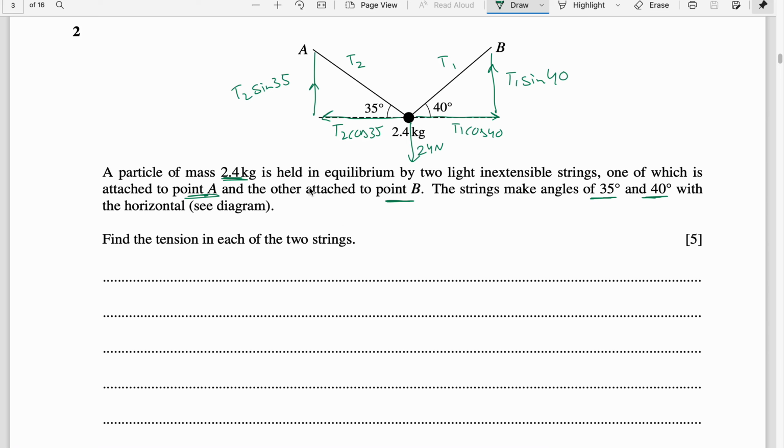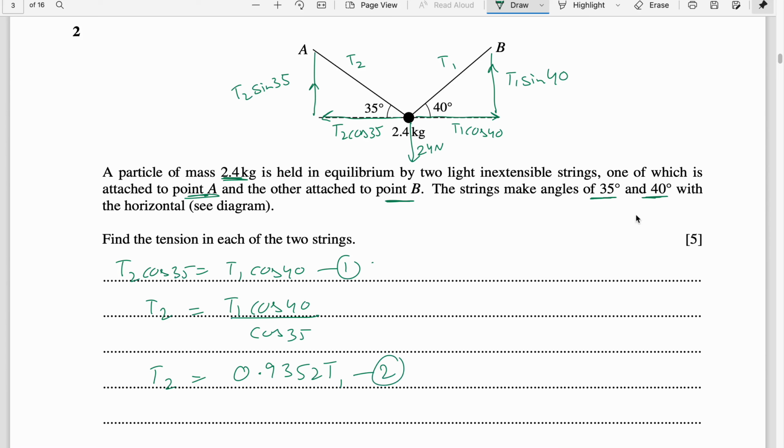For the first equation, let us consider the left hand side forces, which is T2 cos of 35, equals the forces on the right hand side, T1 cos of 40, because it is in equilibrium, and label it as equation 1. I'm making T2 the subject to use it later, which is T1 cos of 40 divided by cos of 35. Simplifying, use your calculator, that gets 0.9352 T1, and I'm labeling it as equation 2.